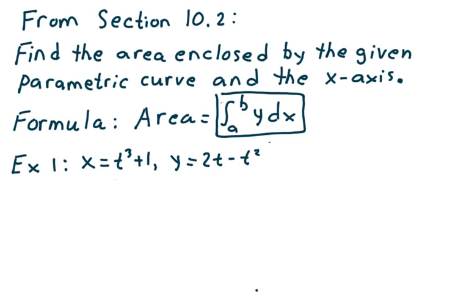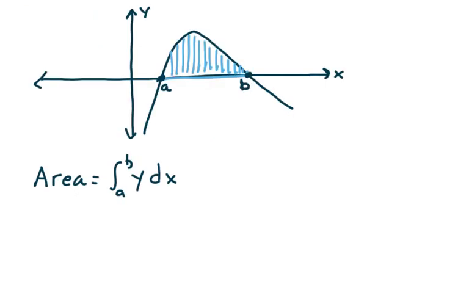Now, let's take a look at example 1. Suppose we're given the following parametric equations: x equals t to the third plus 1 and y equals 2t minus t squared. The book provides you a picture, which I drew on the other page here. Suppose we're given this parametric curve. Now, the area we're trying to find is highlighted in blue. Again, the formula is the integral from a to b of y dx. Remember, y is 2t minus t squared.